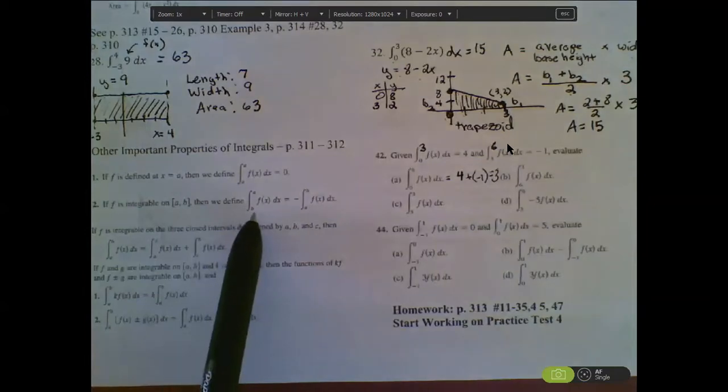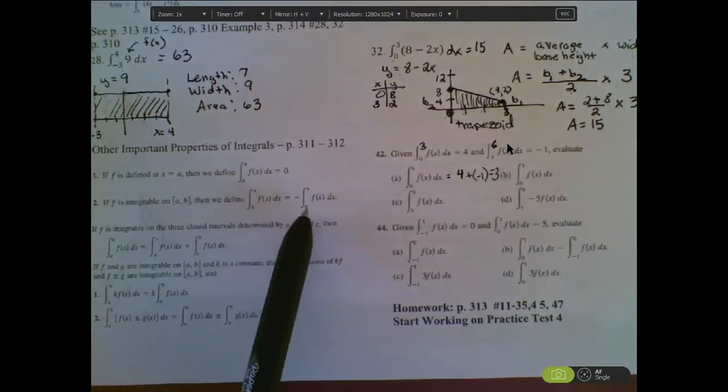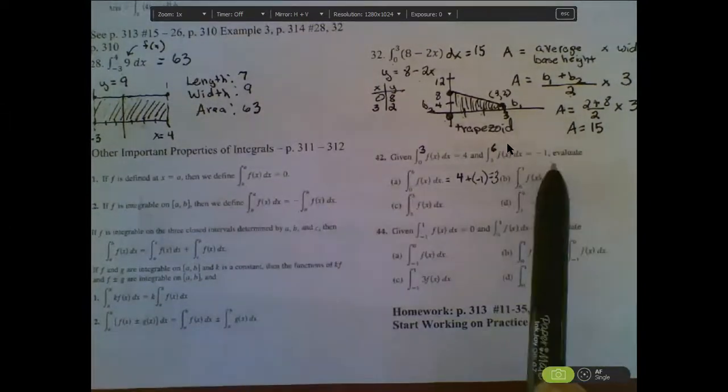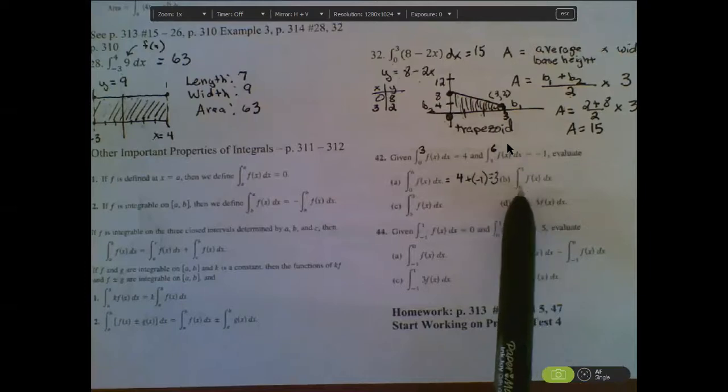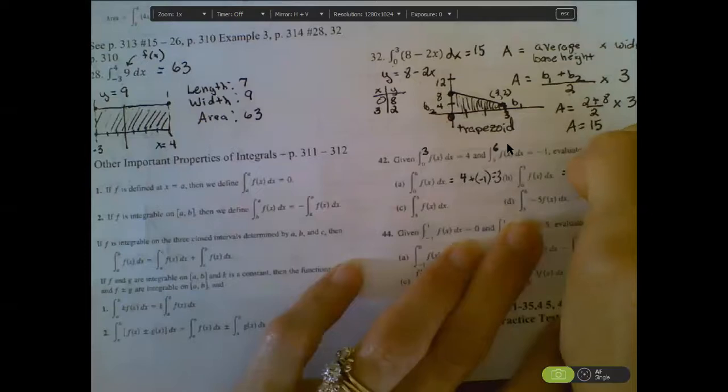The definite integral from B to A is the opposite of the definite integral from A to B. So if the definite integral from 3 to 6 is -1, what's the value of the definite integral from 6 to 3? +1. Yeah.